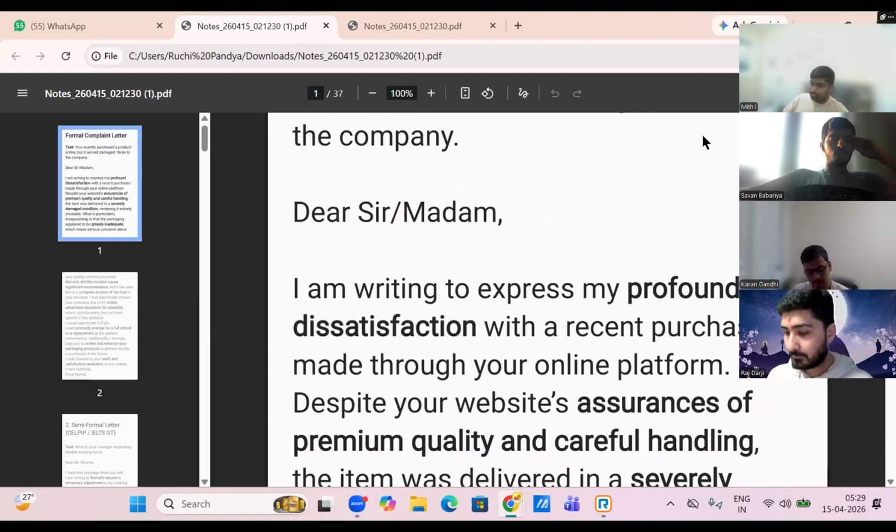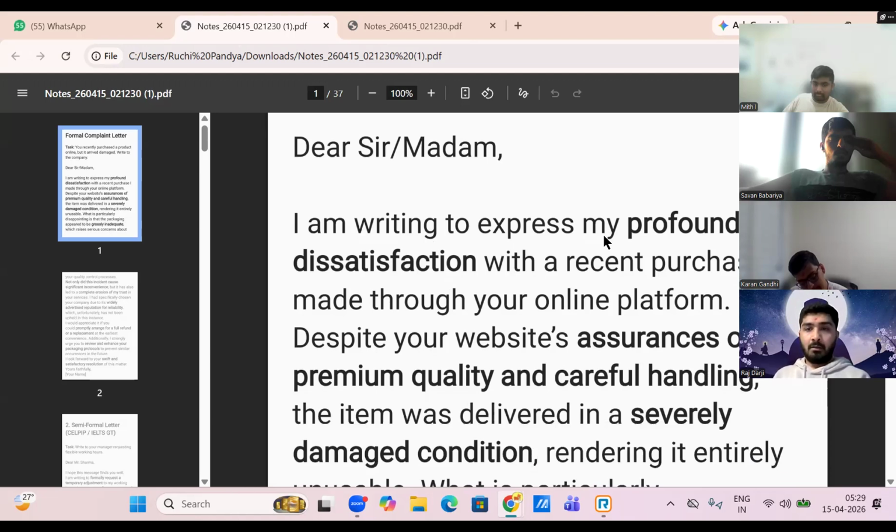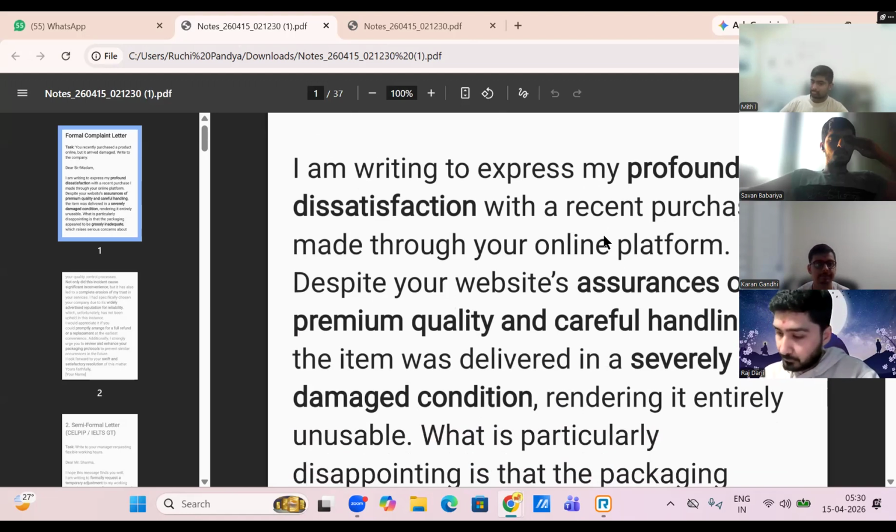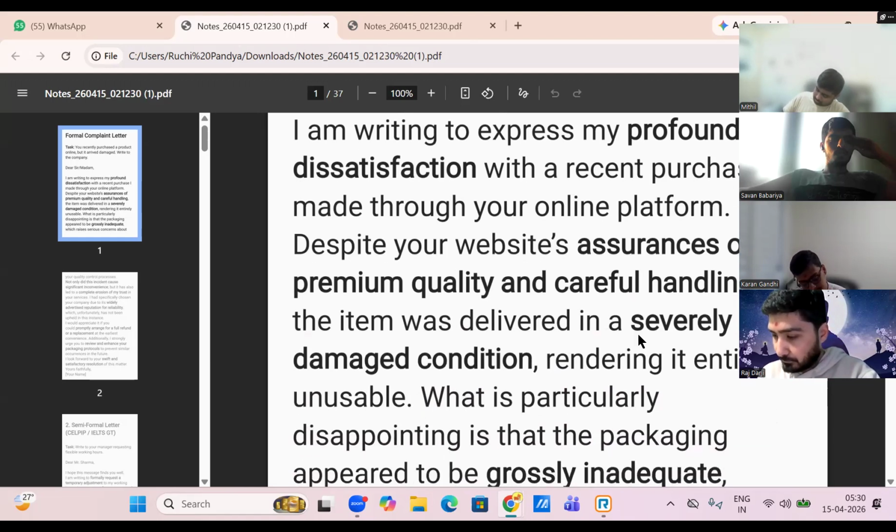Okay, after profound what else is there? Nothing here. Assurance means guarantee. If you want to write the word assurance for guarantee, write it down. Then the word severely. Severely basically means very, extremely damaged. So here it is severely damaged, okay?